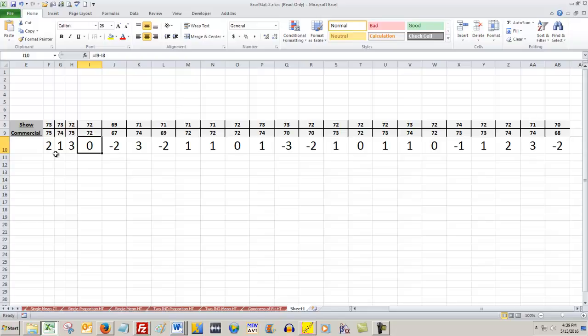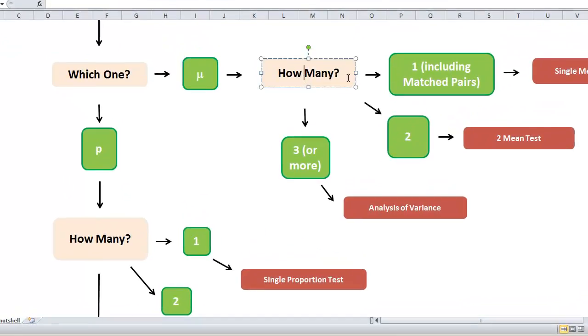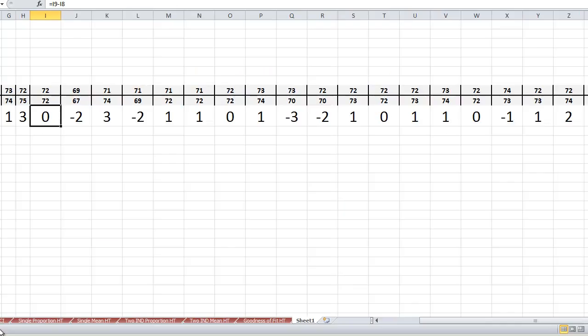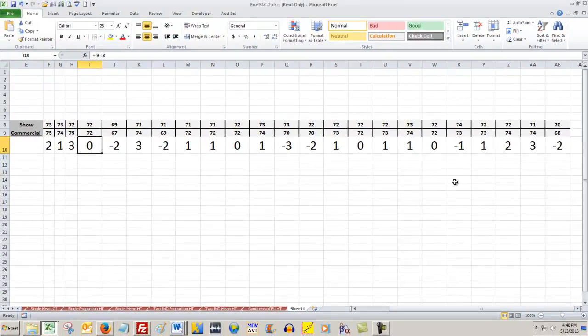So this is why it still is a single mean. If you consult your flow chart, when you're looking at your testing, which one, mu, how many, it's still 1, including matched pairs. This is what we call a matched pair test, because you actually have what appears to be at first 2 different sets of data. But it really isn't 2 different sets of data. It's really 1 set of data. You're looking at the difference between 2 measurements that are linked in some way. I'm not saying that the other kind doesn't exist, where you actually do have 2 separate pieces of data. We're going to look at that next week together. That's when you have a control group and an experimental group, and that's very important in research.